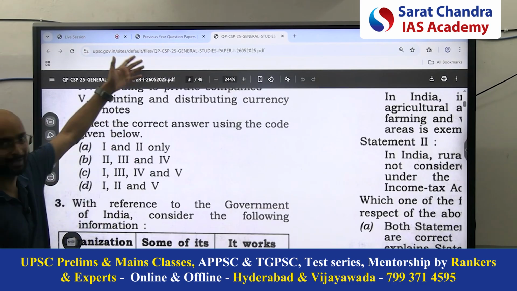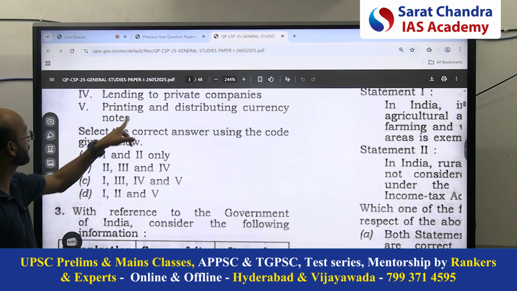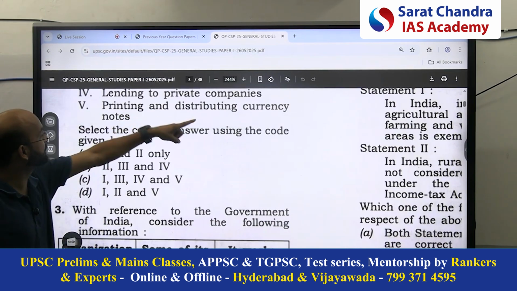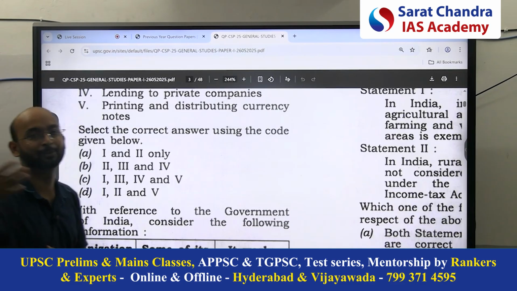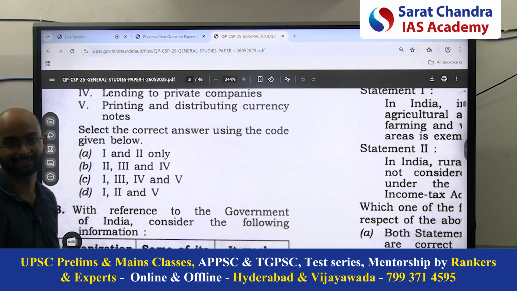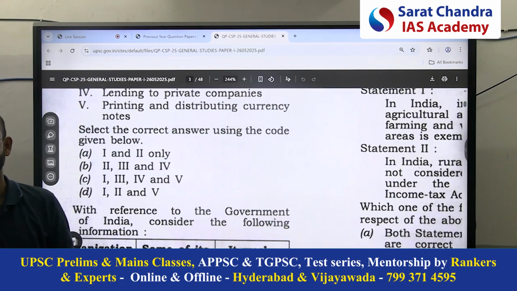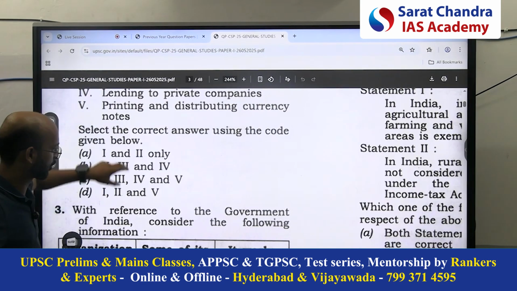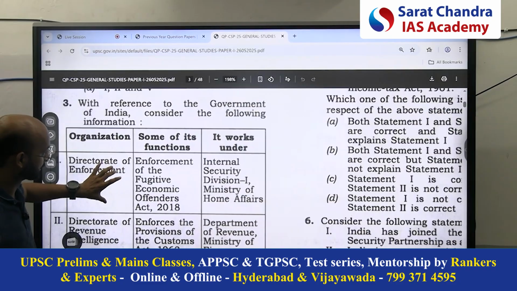And from here also you don't have to read. Once you eliminated 4, 1 and 2 are definitely correct. You just need to know the 5th one. Printing and distributing currency notes. Now when the RBI prints and distributes the currency notes, do they get income? It's a kind of liability. There is expenditure. When they print the notes, who bears the money of that printing? RBI. Right? So that is the kind of knowledge part, but here that much at least you can eliminate.